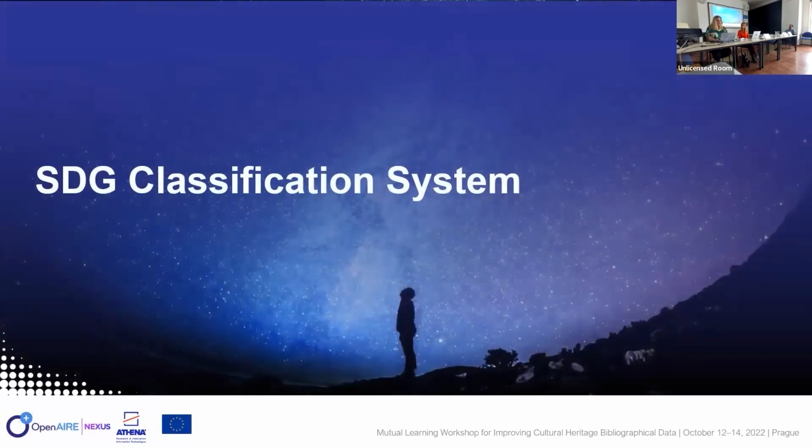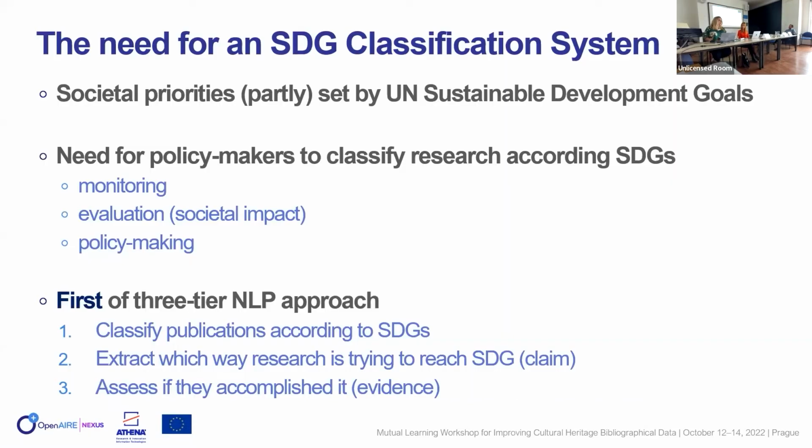Okay, moving on to the SDG classification system. Why do we need it? Well, at least partly societal priorities are set by the UN Sustainable Development Goals, and there is a need for policymakers to classify research according to SDGs for monitoring, evaluation, and policy making, to see how we're doing towards the 2030 goals, if we're all going to die together or what's going on.